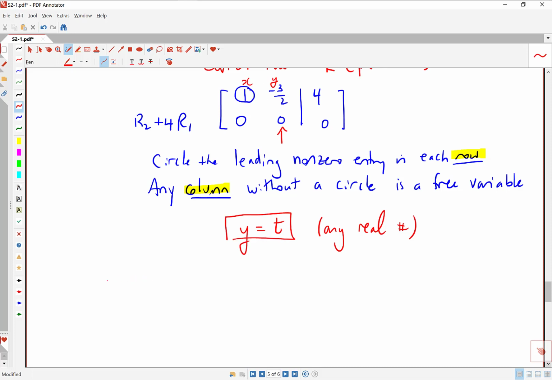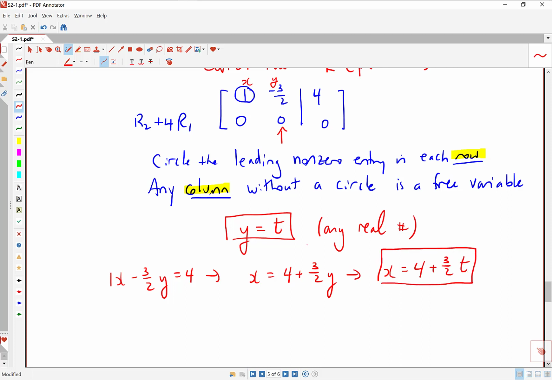The top equation says that 1 times x minus 3/2 y equals 4. Let's solve that equation for x. So we'd say x equals 4 plus 3/2 y. And then just use the fact that y is equal to t to say x equals 4 plus 3/2 t. And that way we have our values for x and y in the language of t.